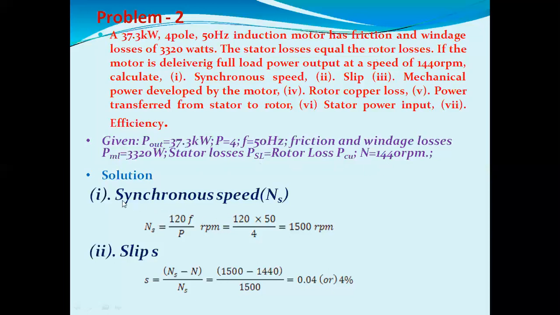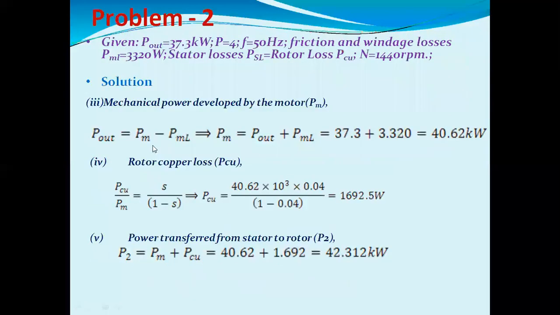So the synchronous speed Ns is equal to 120 F by P rpm. Putting the values of F and P here, you will get 1500 rpm. Slip, that is S, equals (Ns minus Nr) by Ns. Just putting those values of Ns and Nr in this equation, we will get the value of slip as 0.04 or 4%. The mechanical power developed by the motor is Pm, and the output power is Pm minus PML.